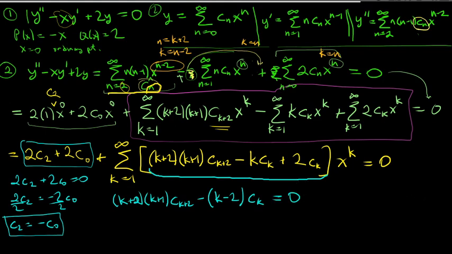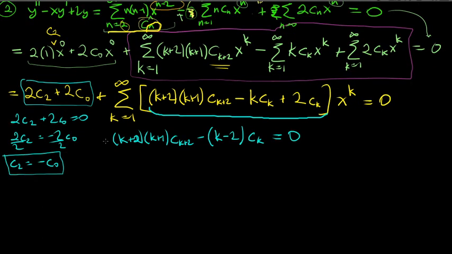Okay? So this is going to give us our recurrence relation, right? We're going to solve for c sub k plus 2 in terms of c sub k. So how do we do that? Well, let's add this term to both sides. So on the left we get k plus 2 times k plus 1 times c sub k plus 2 equals k minus 2 times c sub k. So I just added the second term to both sides.